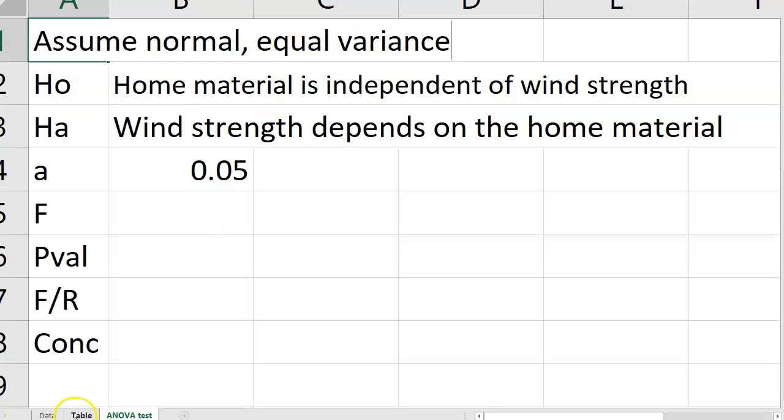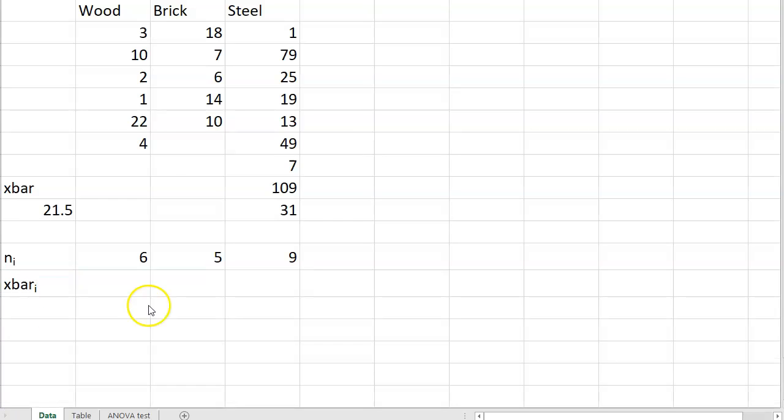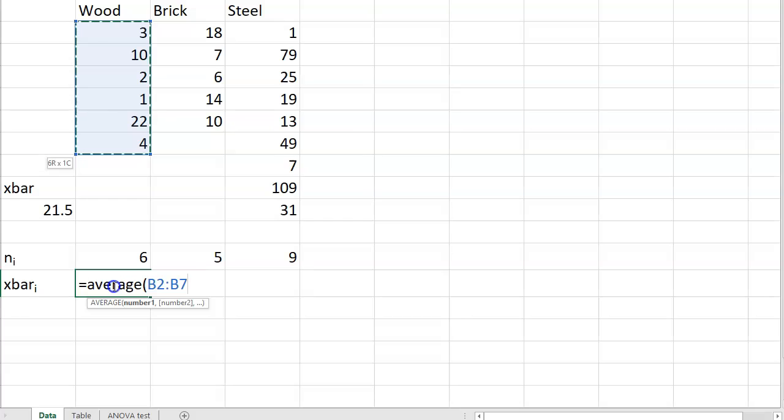Okay, now I can go ahead and do my ANOVA test without worrying about the assumptions because I just said don't worry about them. I need an X bar i, because this isn't the overall X bar, it's a different X bar for each one. So I'm going to want to average just these ones. It should be close to that 21.5, but off some, not super close.